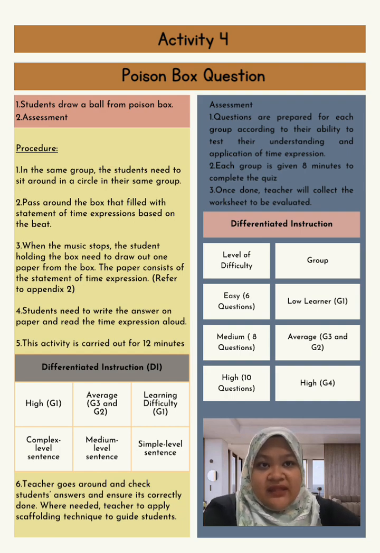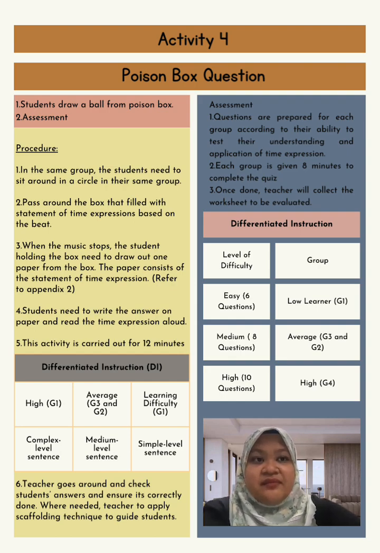In activity 4, we also do assessment. For assessment, the students will participate in a worksheet quiz that is carefully designed to gauge their understanding of the time expressions learned during the poison board. This quiz isn't a one-size-fits-all. It is thoughtfully differentiated to align with each group's learning level, thereby ensuring that every student is assessed fairly and according to their capacity and ability. This assessment activity is carried out for 8 minutes.